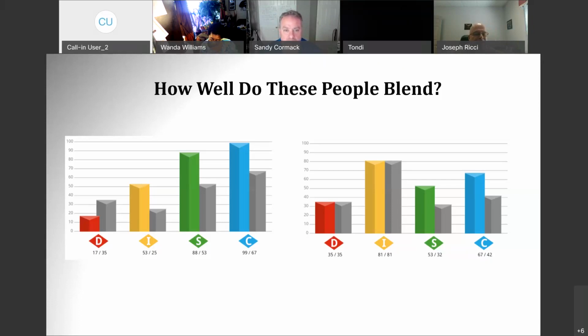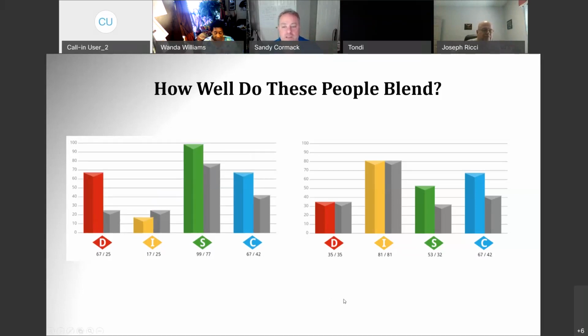The difference in their S's and I's could present potential issues. Yeah, they sort of are opposite there in their S's and I's. That could definitely do some potential issues there. What about these two people?